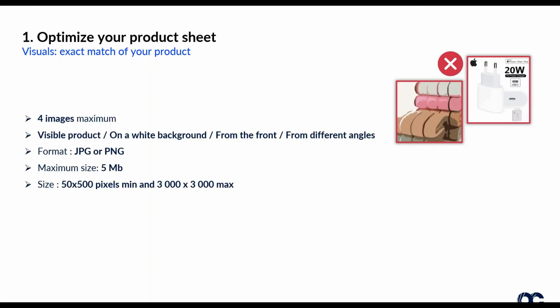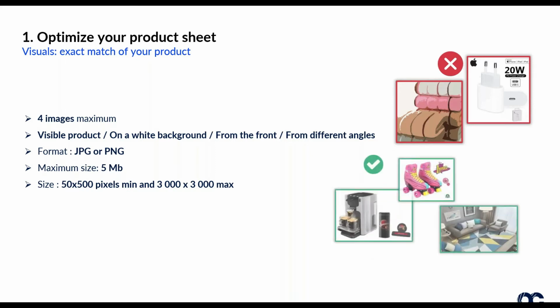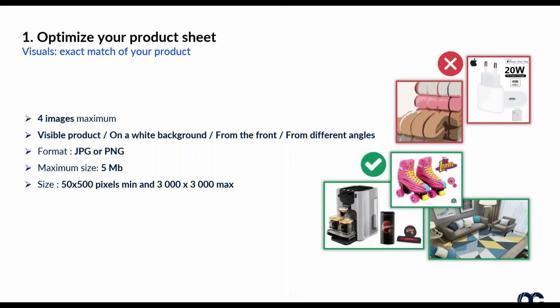You can add 4 images, and in each of these images the product must be clearly visible on a white background, from the front and from different angles. The accepted formats are JPG and PNG, and the weight of each image should not exceed 5 megabytes. Here are correct images. For more examples and details about the visual information, you can click on the link presented in the presentation after downloading this file as a PDF.